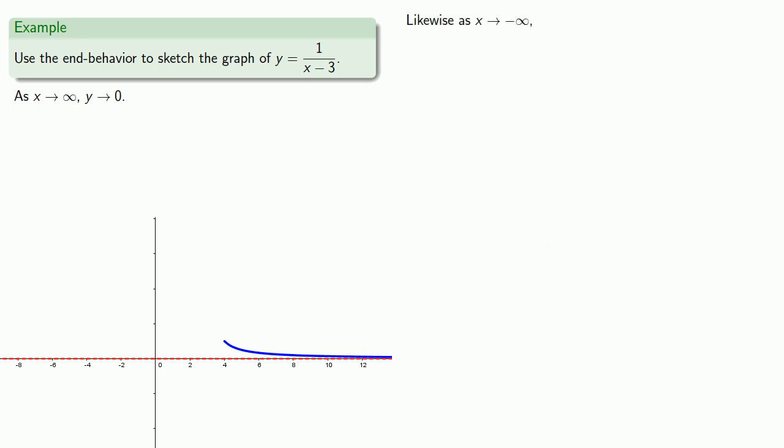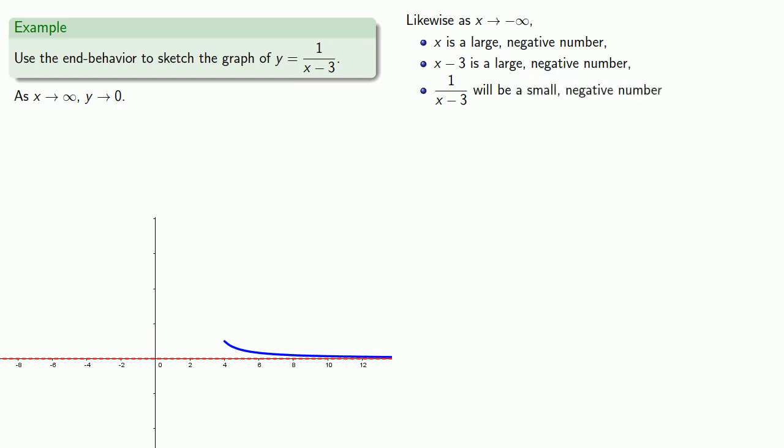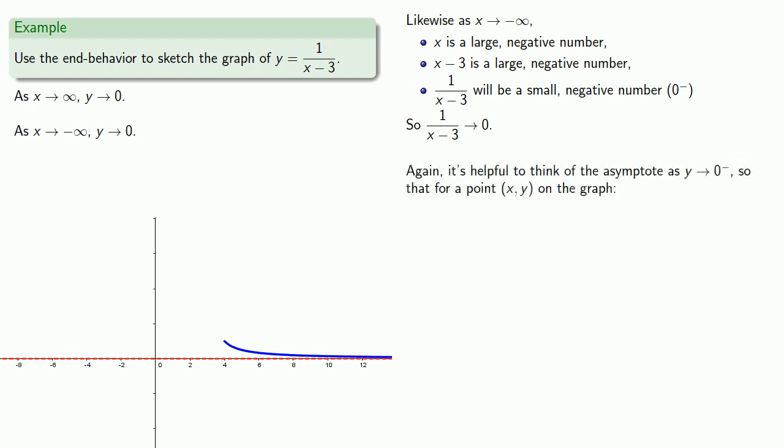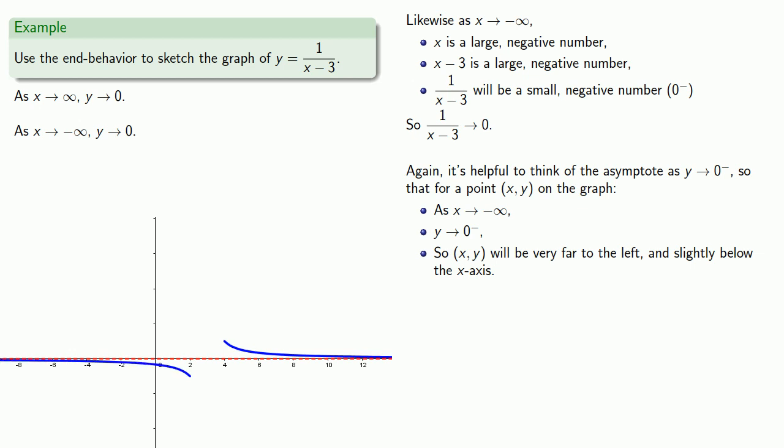Likewise, as x goes to minus infinity, x will be a large negative number, x minus 3 will be a large negative number, 1 over x minus 3 will be a small negative number, that's to say a number slightly less than 0. As an asymptote, we don't care about slightly more or slightly less, so 1 over x minus 3 will still go to 0. And so y equals 0 is an asymptote whether x goes to plus or minus infinity. But again, it's helpful to think about this asymptote as indicating that y goes to 0 slightly less, so that for a point (x, y) on the graph, as x goes to minus infinity, y goes to a number slightly less than 0, so the point (x, y) will be very far to the left and slightly below the x-axis. So again, as we go to the far left, we should get close to the x-axis, but stay slightly below it.